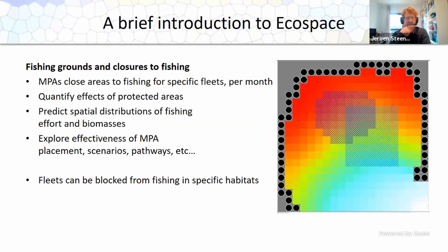Ecospace has different ways to restrict where fishing happens. You can set marine protected areas that close specific cells for specific fleets for specific months. So MPAs can be open or closed certain parts of the year and don't have to necessarily apply to all the fleets at the same time. So that's what the MPAs do. It's very cool.